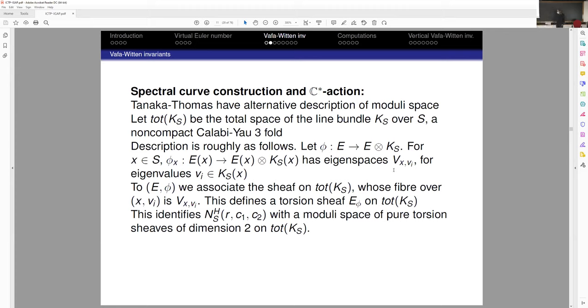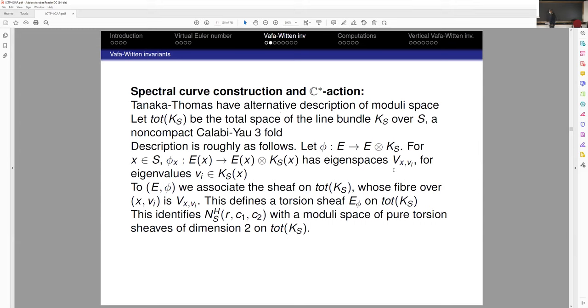And so to our sheaf E, we associate the sheaf on the total space of the canonical line bundle whose fiber over the point (x, v_i) in the total space of K_S is just the corresponding eigenspace. Now it's obviously not very clear that this whole thing glues together to a sheaf on X. I kind of just told you what the fibers of the sheaf are. You can see it will be something which has a finite map to S. It lies in the fibers of the canonical bundle, but it's kind of finite over S, and over every point in S there will be finitely many points where it's supported.